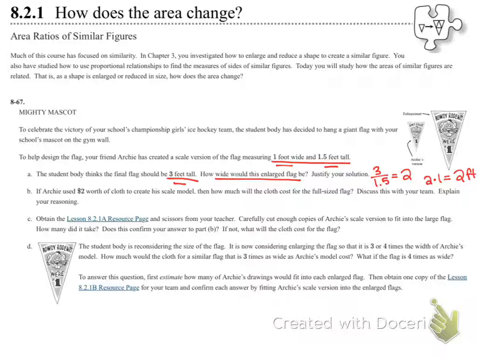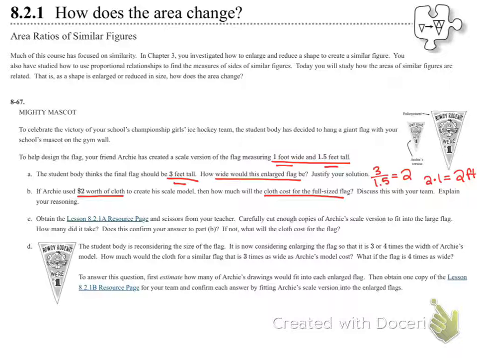All right, let's look at part B. If Archie used $2 worth of cloth to create his scale model, then how much will the cloth cost for the full-size flag? So again, we're remembering that the height and the width of the new flag is 2 times as big. I want you to think about, if the original was $2, how much should I charge for the new flag? So go ahead and think about that. I want you to come up with your own answer. I'm not going to do it myself. I'm going to let you keep your guess in your head, and we're just going to remember what your number is, write it down on part B, and we're going to look at part C.